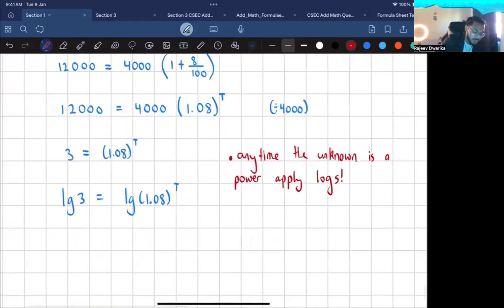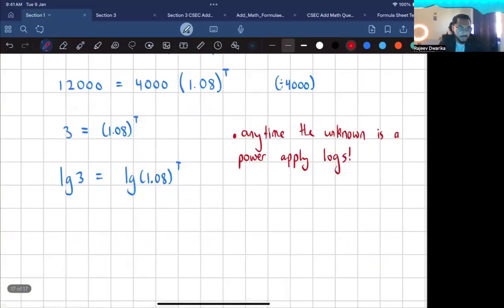Right? And so Kiara, now that I have logs on both sides, what can I do with the t? Make it the subject. So before we can make any subject, which rule of logs are you going to use? We want t to be to the side. We don't want t to be a power. So what rule could I use? I have the quotient, product, and the power rule.